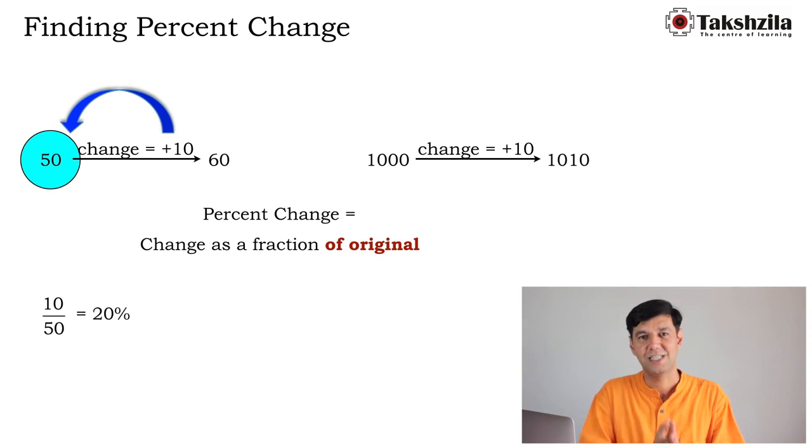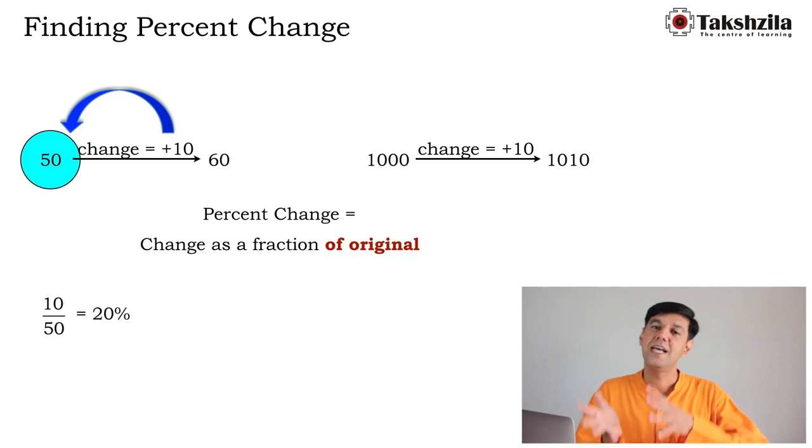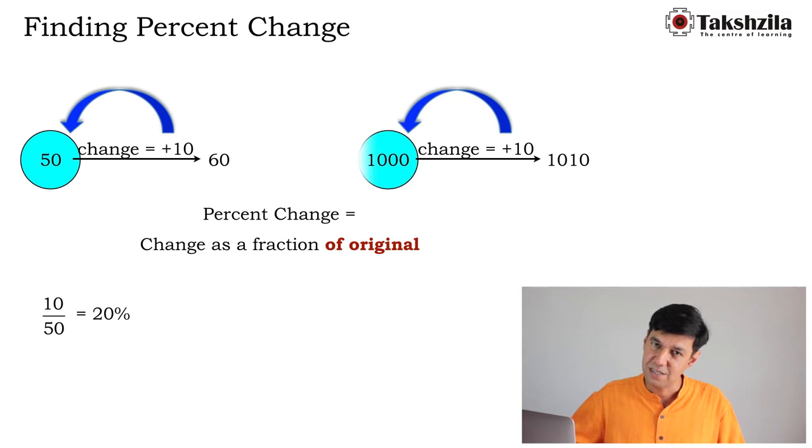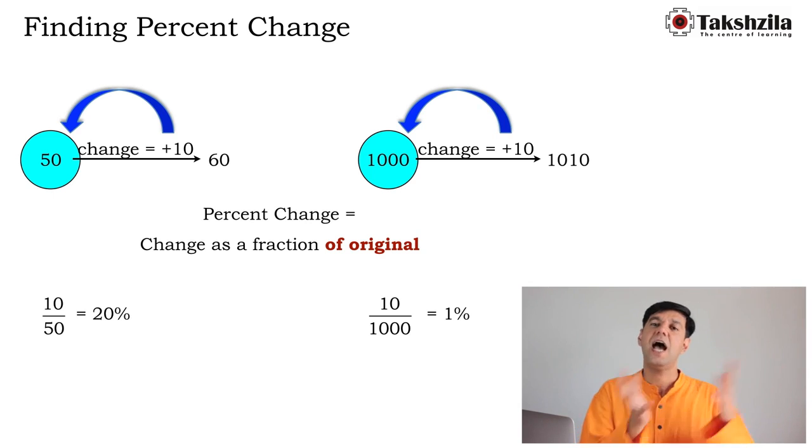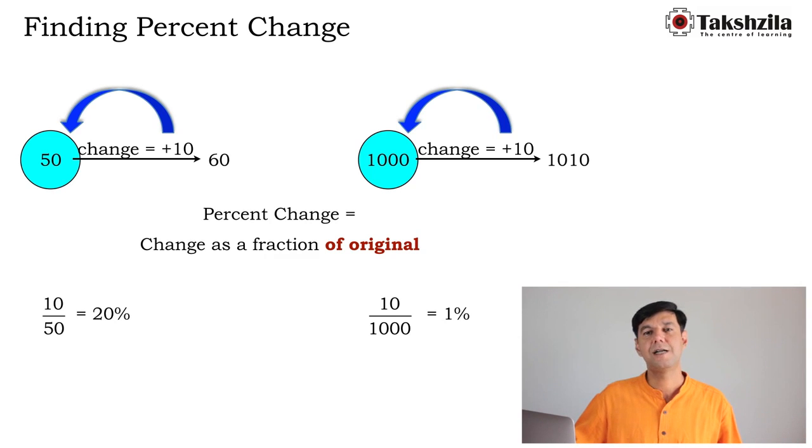So it should be that fast. So 1 by 5, 20%. In the second case, the change 10 is compared with the original value, which is 1000, 10 by 1000, 1 by 100, which is 1%. So obviously in the second case, the change is just 1%, whereas in the first case, it was 20%, a bigger change, right? So percentage change is change as a part or a fraction or multiple of the original value, in a nutshell.